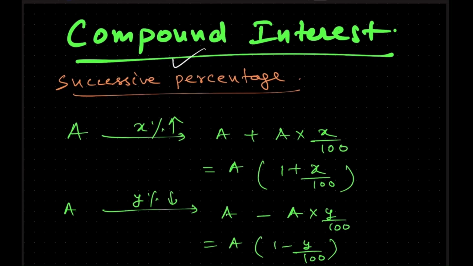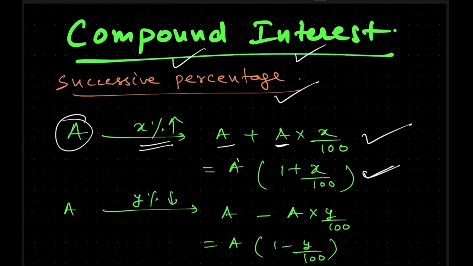So let's see compound interest. Compound interest is nothing but successive percentage. Let's see how we will derive the equation of compound interest, and how easy it is. Suppose a number a is increased by x%, then a plus a into x by 100. If we take a common from here, we get this result. Just keep this in mind.